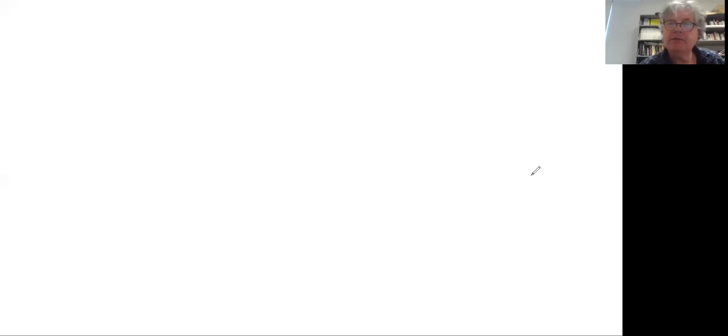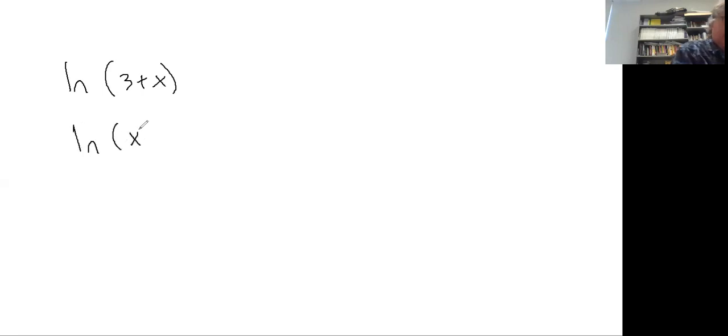Okay, so let's look at the problems I set for section 4.6. The first one was to take a bunch of derivatives. So they would take the derivative of ln of 3 plus x, the derivative of ln of x cubed, and the derivative of ln of cosine of x.